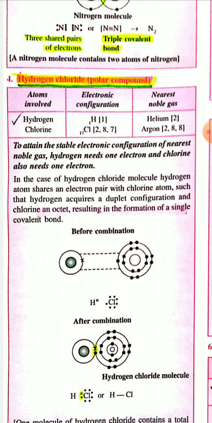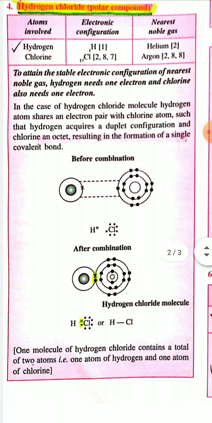In the HCl molecule, both hydrogen and chlorine atoms share one electron to form an electron pair, such that hydrogen acquires a doublet configuration and chlorine an octet, resulting in the formation of a single covalent bond.